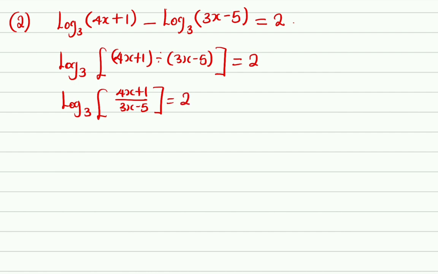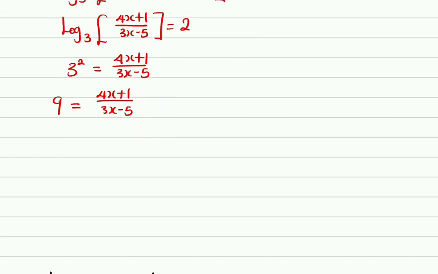Remember that definition thing that I told you? I'm going to use it again here. So I'm going to have 3 raised to power 2 is equal to 4x plus 1 all over 3x minus 5. So this is 9 is equal to 4x plus 1 all over 3x minus 5. Cross multiplying, I'm going to have 9 into 3x minus 5 is equal to 4x plus 1. So this is 27x minus 45 is equal to 4x plus 1.